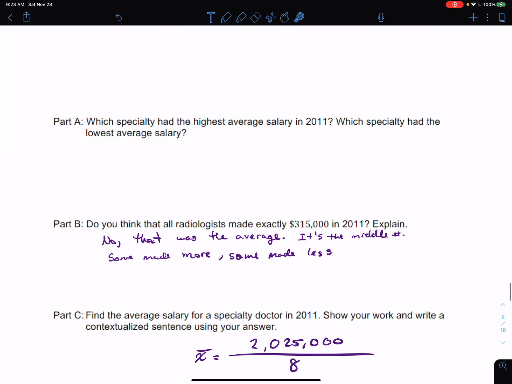If we look at Part B, they asked, do you think that all radiologists made exactly $315,000 in 2011 and explain? So we said no, that was the average. It's the middle number. So some radiologists made more money and some made less. So for Part C, they asked us to find the average salary for a specialty doctor in 2011, show your work, and write a contextualized sentence for using your answer.